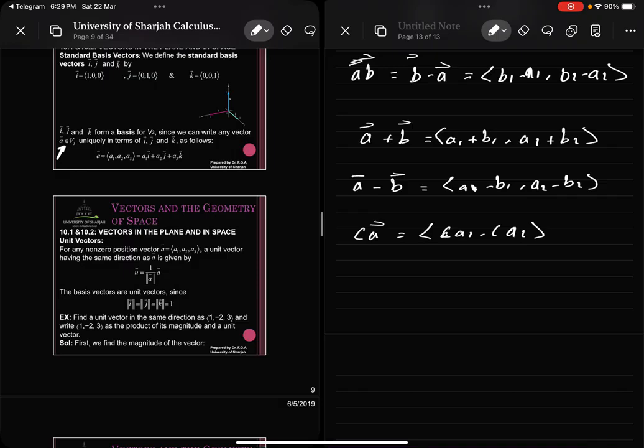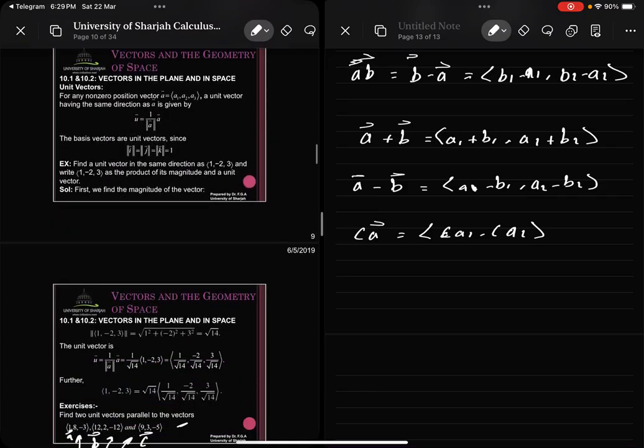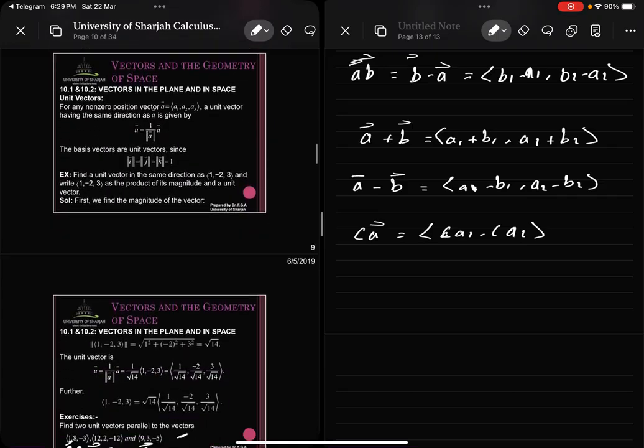So this is the end of sections 10.1 and 10.2, and finally we have the unit vector, which is vector A over the magnitude of vector A.